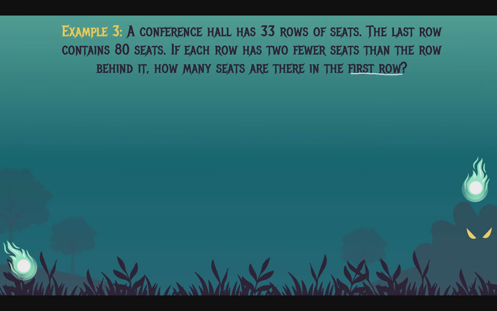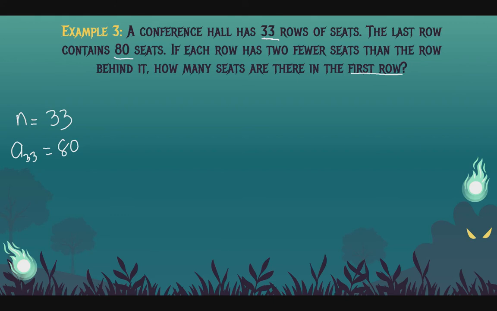So, meron tayong 33 rows at sa last row daw ay 80 seats. So, identify natin yan. Ano yung 33? Yung 33 na yan, dahil meron tayong 33 na rows, edi ibig sabihin meron tayong 33 na terms. So, number of terms yan. So, ang last term natin or ang a sub 33 natin, ilan bang upuan sa row 33 o sa last row? Very good, 80.